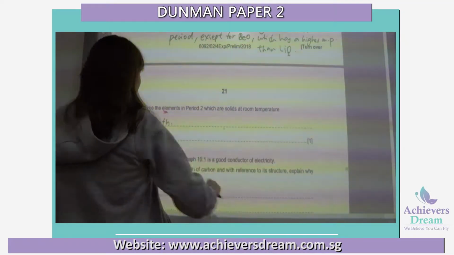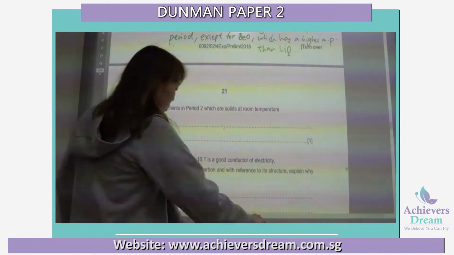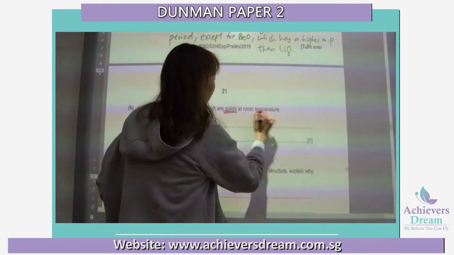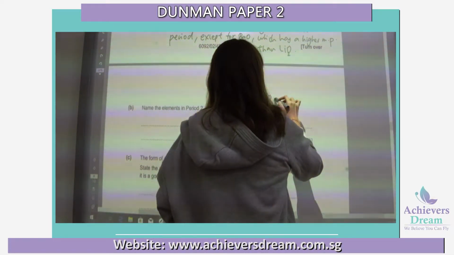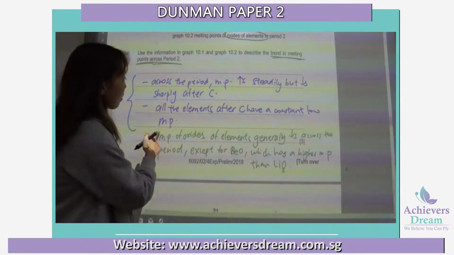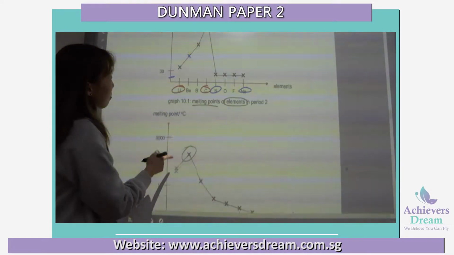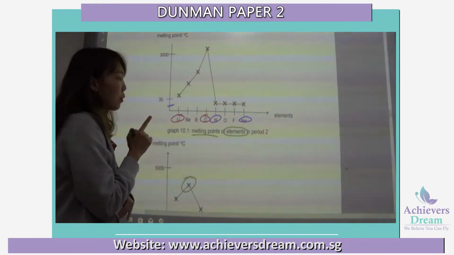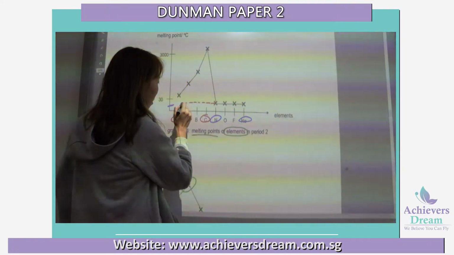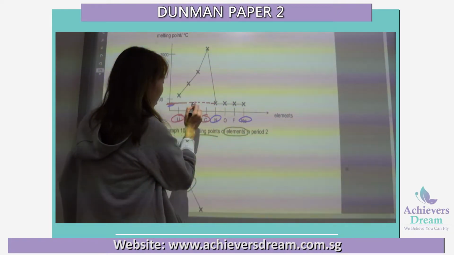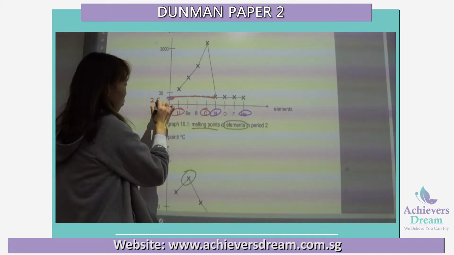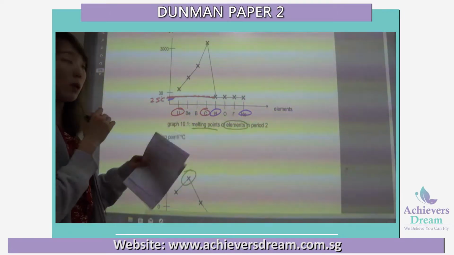Then now for part B, name the elements in period 2 which are solids at room temperature. So room temperature, I'm talking about 25 degrees Celsius, correct? So now let's look at the elements. Let's look at graph 10.1. If you notice, from nitrogen to neon, it has a low melting point, which is about, this would be about 25 degrees. Okay, so let's assume it's at room temperature.